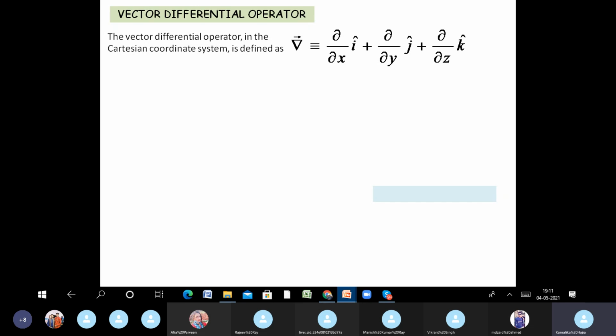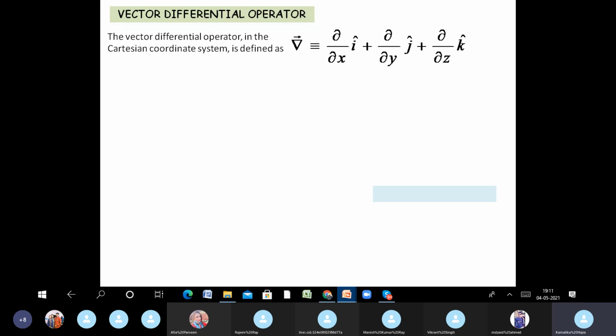So this is the vector differential operator in the Cartesian system, given by del/del x i cap plus del/del y j cap plus del/del z k cap. As you can see, I have not used the equal sign, but the equivalent sign, because this is the look of the operator. This is the form of the operator. It has not been operated on any function as yet. When it does operate on some function, we will see what happens.